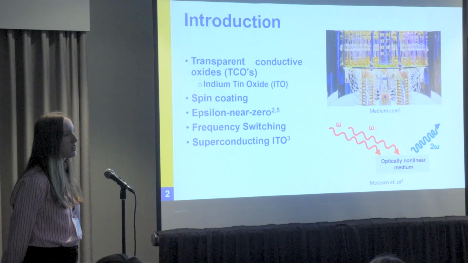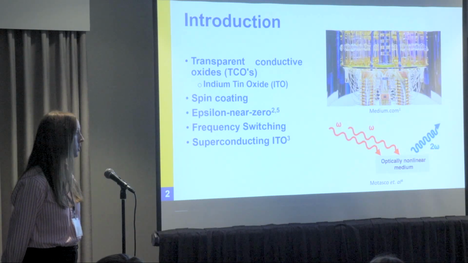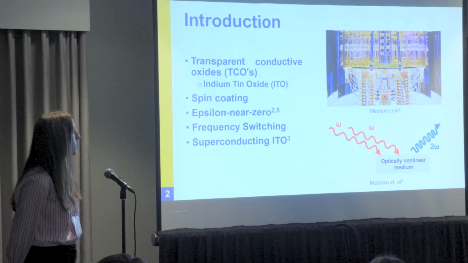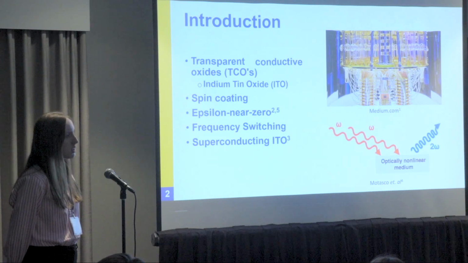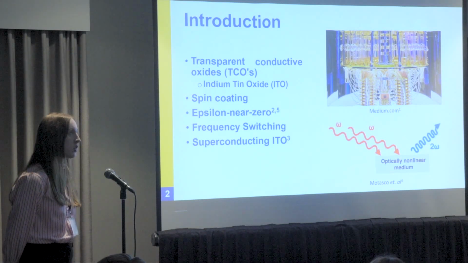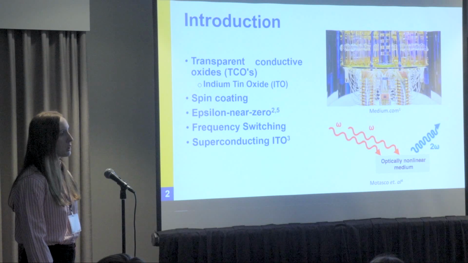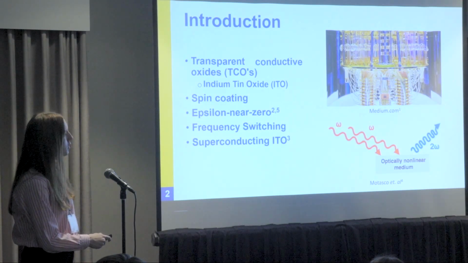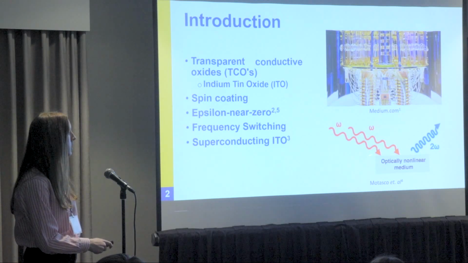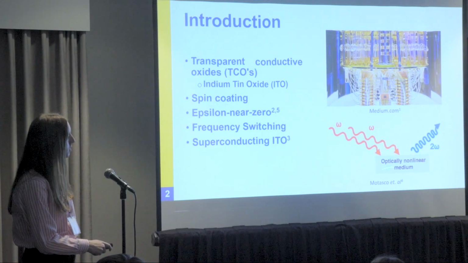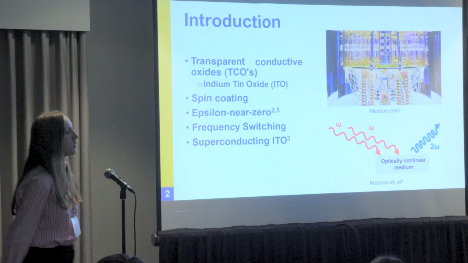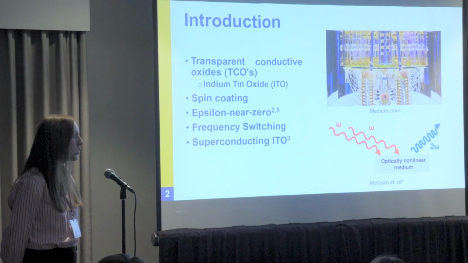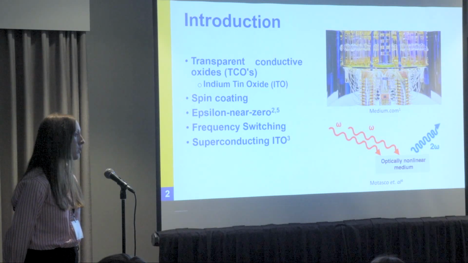What we're looking for in this study is the presence of an epsilon near zero region, which I will discuss more in depth later. We're looking for it for second order nonlinear optical properties, specifically frequency switching, which can be seen in this figure, where two photons of energy omega interact with this optically nonlinear medium, and are re-emitted as a third photon with the energy 2 omega, where the energy is conserved but a different wavelength of light is emitted.